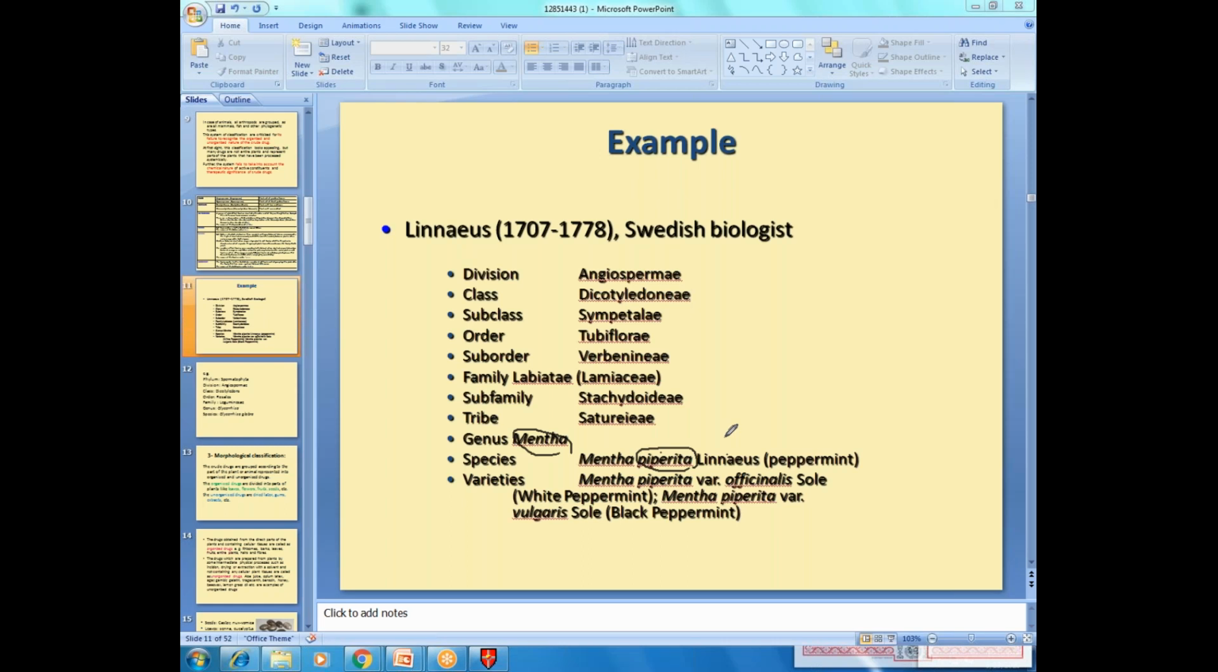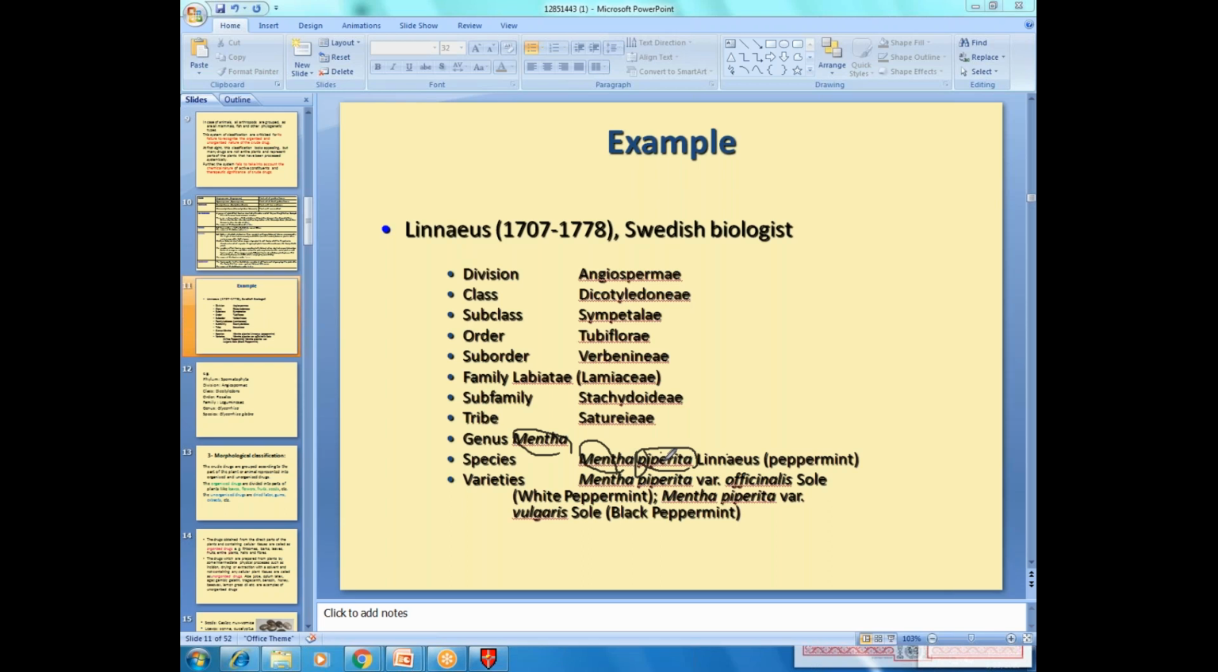Sole is again a scientist's name. Linnaeus is also a scientist's name. The scientist's name should always start with a capital letter. In Linnaeus, you can see the L is capital. In Sole also the S is capital. And in the genus, Mentha, the M is capital, whereas the species piperita should always be in a small letter. Genus and species together give the botanical name.